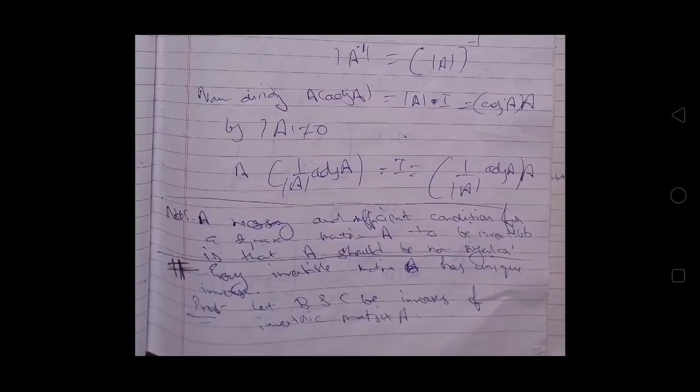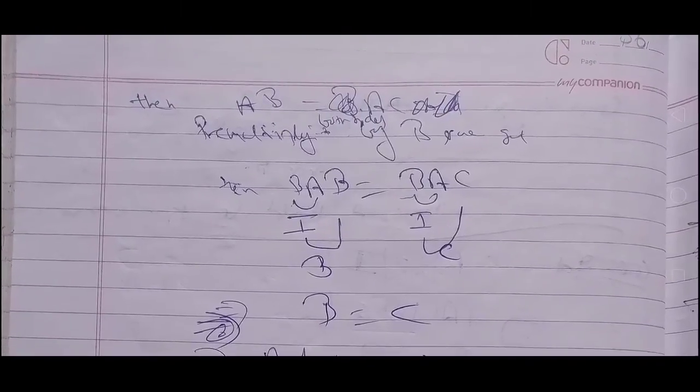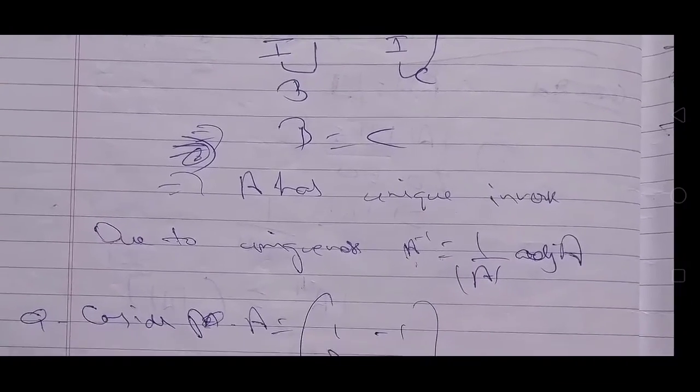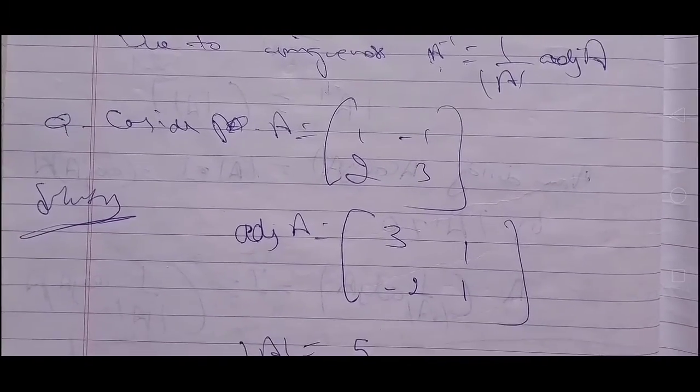Now, every invertible matrix has a unique inverse. Proof says, let B and C be the inverses of invertible matrix A. Then AB is equal to AC. Pre-multiplying both sides by B, we get B into AB is equal to BA into C. We know that B is an inverse of A, so BA will be equal to identity matrix, so it will be equal to B is equal to C. So A has a unique inverse. Due to uniqueness, A inverse is equal to adjoint of A divided by determinant of A.